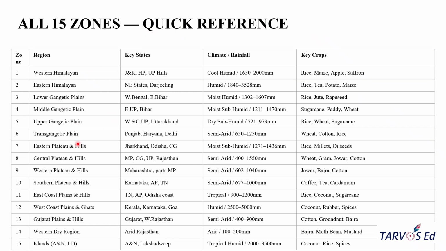And finally, this table gives you the overall content for all the 15 agroclimatic zones for your quick reference. Please look at this table, it is very important. You can easily take a screenshot and memorize it.